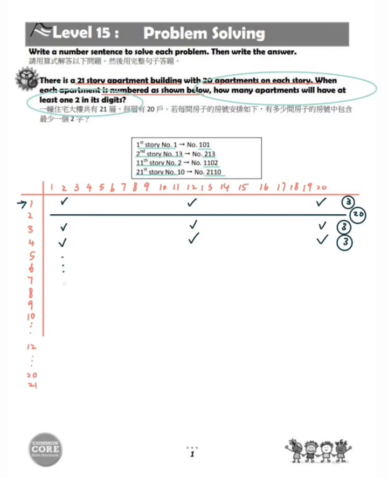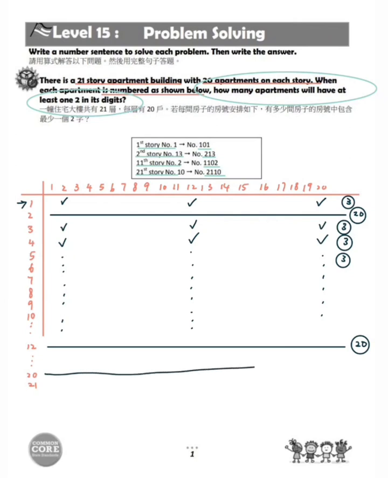So as we keep going, every floor is also only having 3 apartments having at least one 2 in its digits, except the 12th floor. On the 12th floor, because 12 has a 2 there, that floor will be having 20 apartments. All the apartments are having a 2.